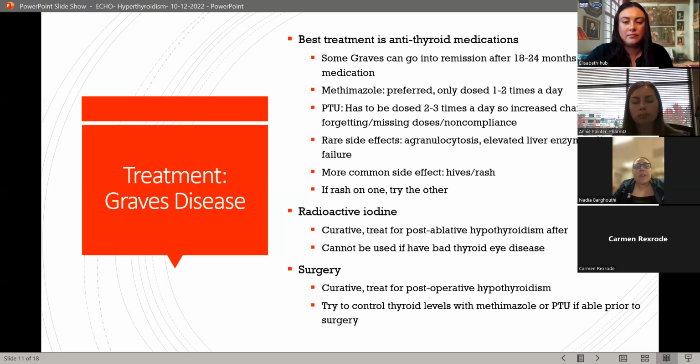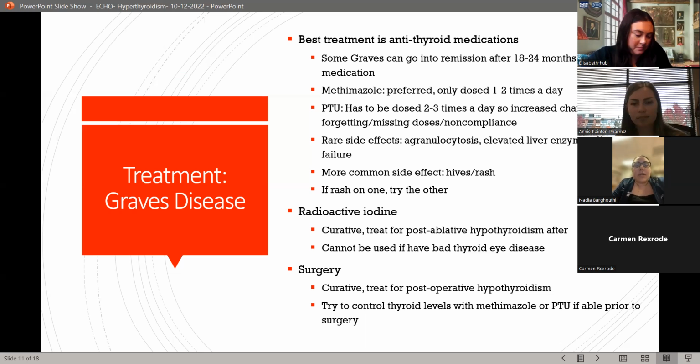For methimazole, it's the preferred one, and mainly it's because of the dosing. You only have to dose methimazole once a day, but at higher doses, maybe twice a day. Whereas PTU has a shorter half-life, so you have to dose it 2 or 3 times a day. So we often see that leads to poorer compliance or forgotten doses, especially the middle of the day dose, when people are busy or at work. So PTU is not my favorite, but methimazole is usually preferred because of that. There are very rare side effects that we counsel patients about.